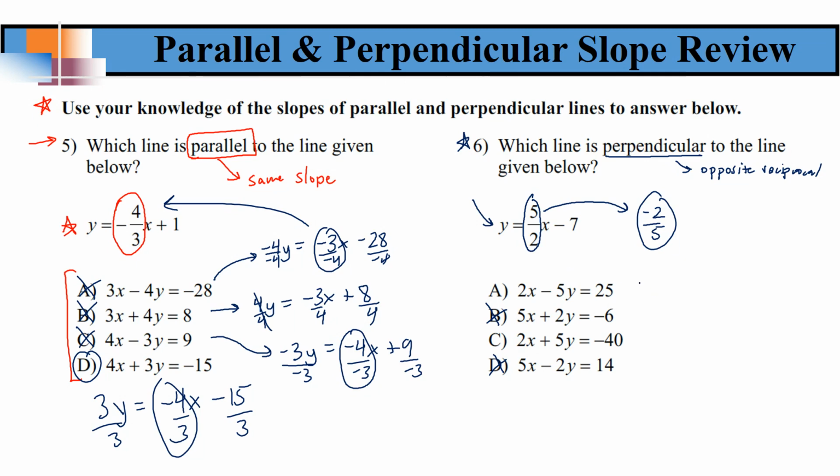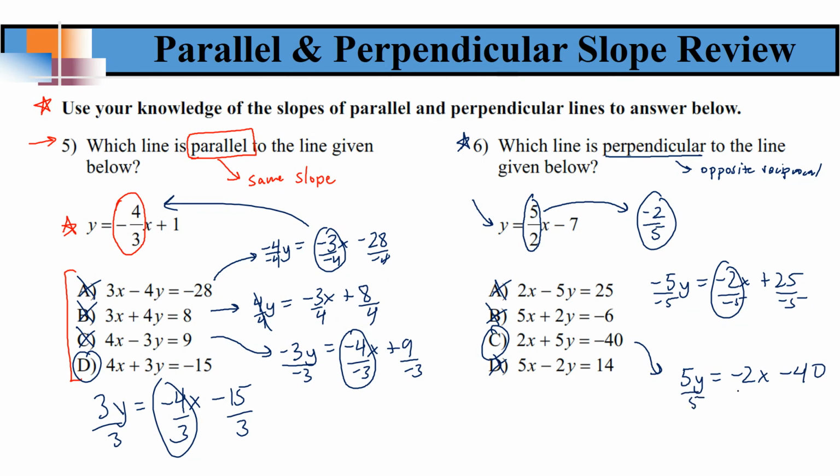If I tried A and I subtracted the 2x, I'd have -5y equals -2x plus 25. If I divide everything by -5, I'm going to end up with a positive slope, since that's a negative divided by negative. That's not what I want. So it's got to be answer choice C, which we can see worked out here if we had 5y equals -2x minus 40, and then we divided everything by 5. You can see we get that -2/5.